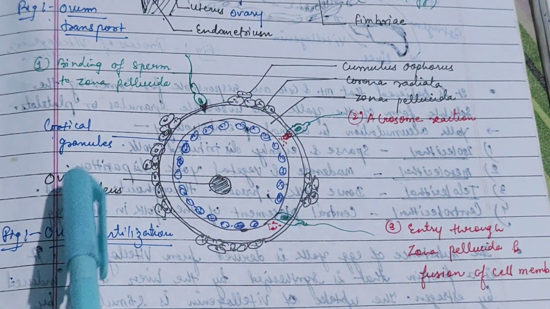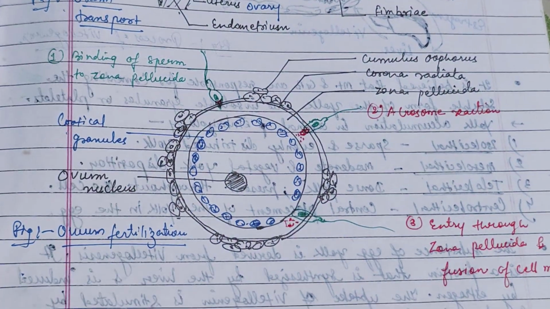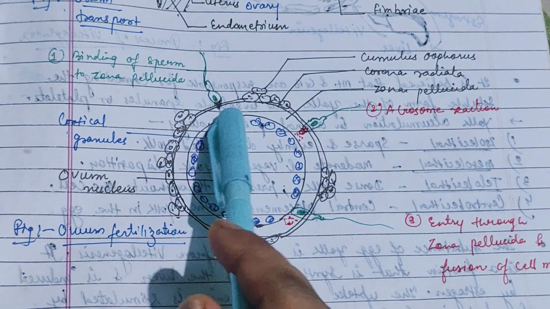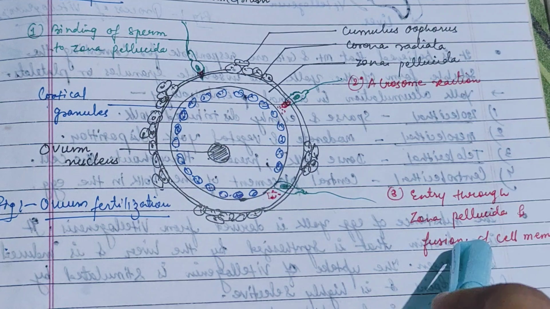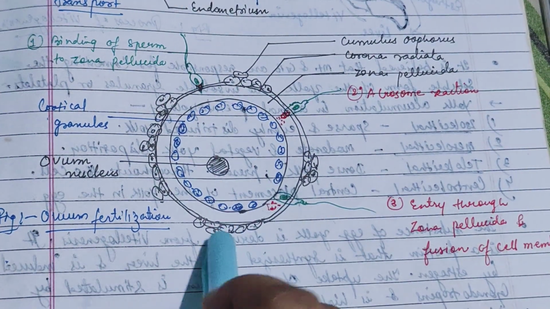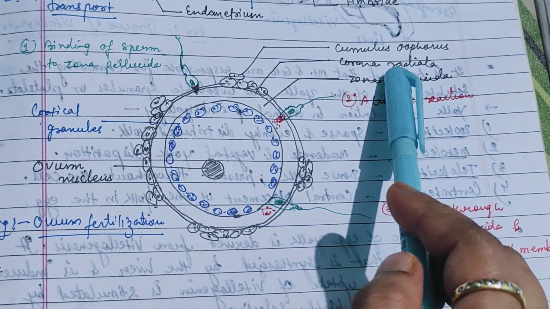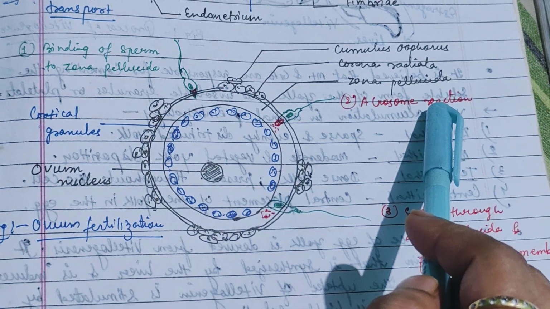In this, there are three steps. First is the binding of sperm to the zona pellucida, and then the acrosomal reaction, and then the entry through the zona pellucida and fusion of the cell membrane. The ovum has three layers. That is, the first outer layer known as the cumulus oophorus, then the corona radiata, and then the zona pellucida.